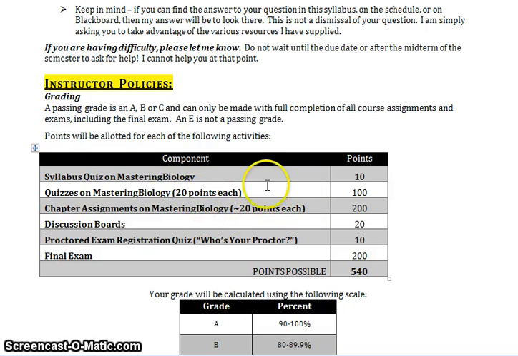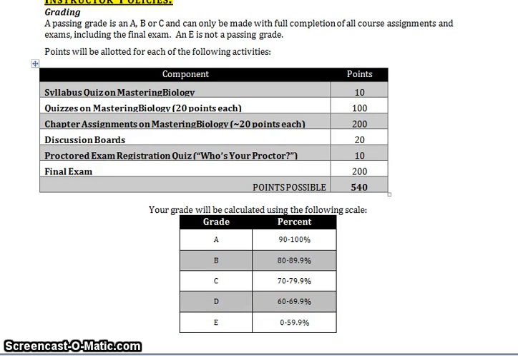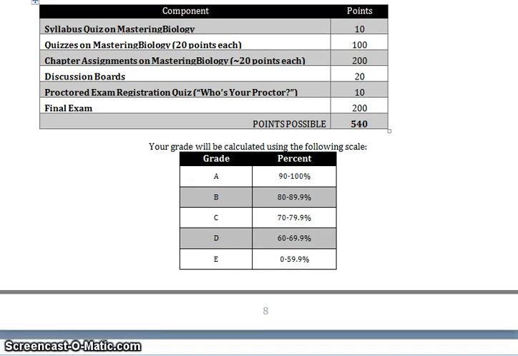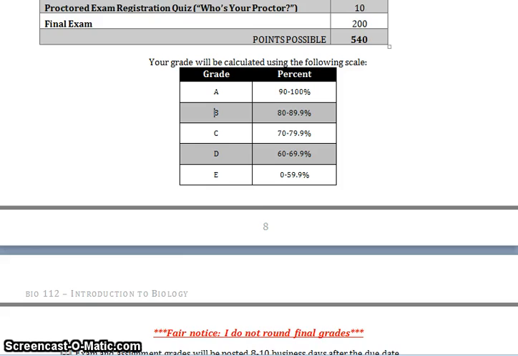I'll have quizzes for you to do on Mastering. After we've covered the chapters 1 week, the next week you'll be quizzed over it. About halfway through the course, there'll be a little mini quiz asking who's your proctor. Basically, I want to make sure that you've scheduled your proctored exam. And then your final exam will be the proctored portion, and that will be 200 points as well. So you'll need to have a fair understanding of the material. Grade calculations, general normal grading. I do not round final grades.